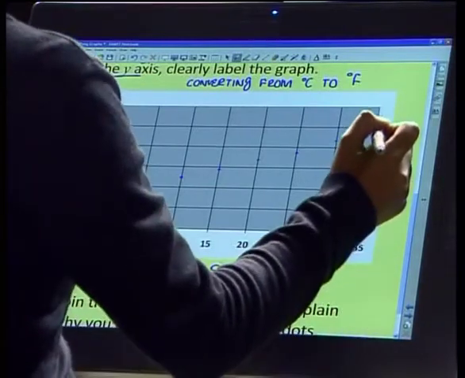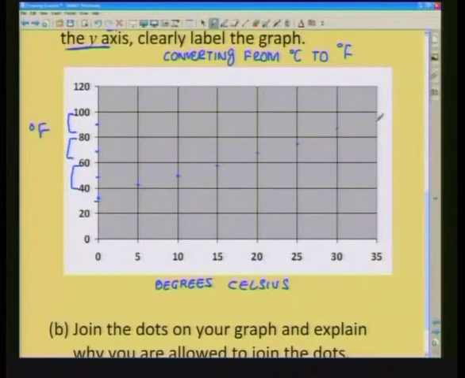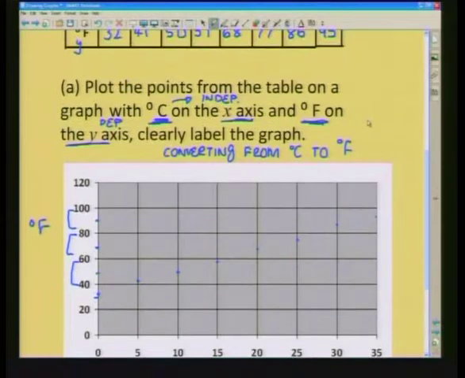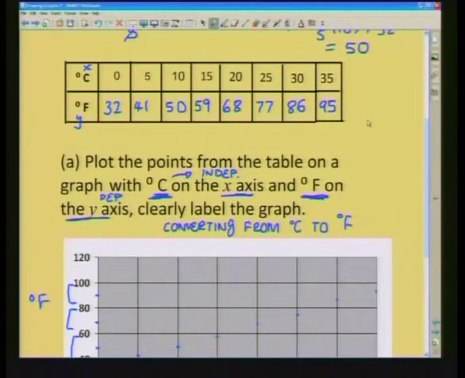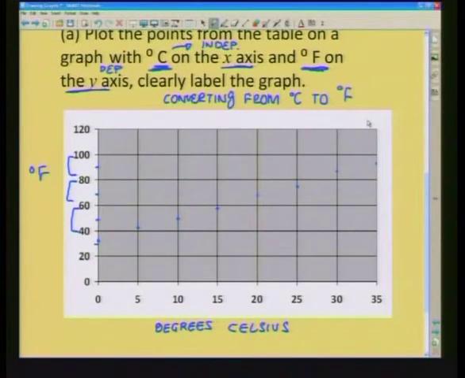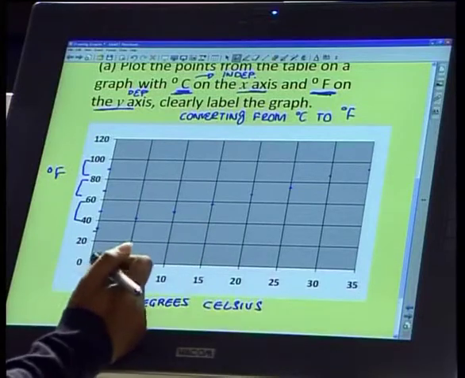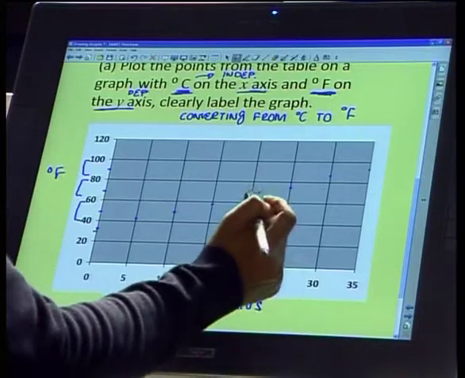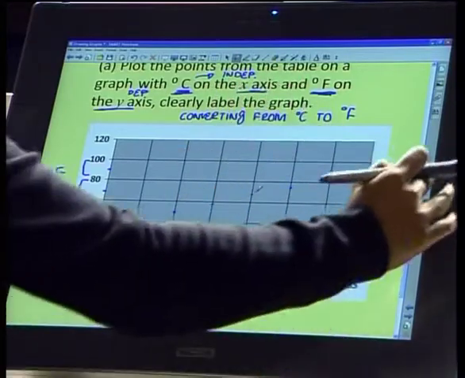So we go up 35 on the x-axis, very close to 100, just above 90. So there we go. We've got all of our dots here that we have plotted to show the values from the table. If you draw this accurately, you would be able to go to your graph and read off the points. So quite accurately, you could say, at 0 degrees, I can read off 32. At 20 degrees, I can read off a value of 68. So it's important to plot this correctly.